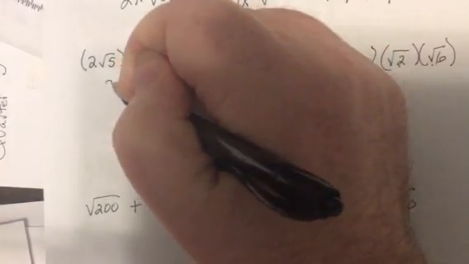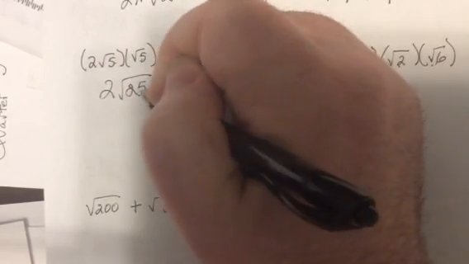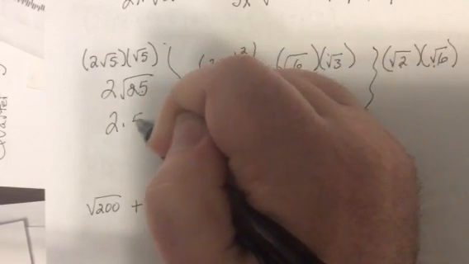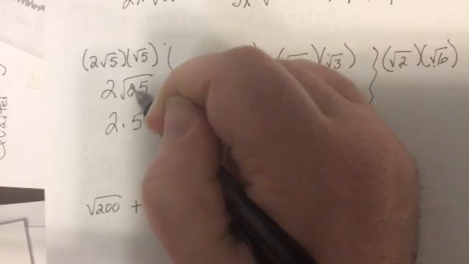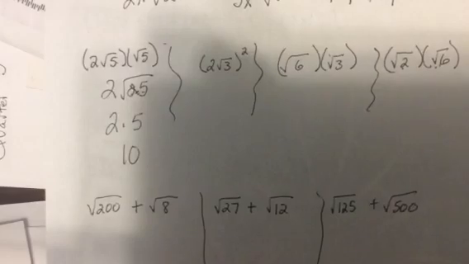Okay, so this would be 2 square root of 25. 5 times 5 is 25. So it'd be 2 times 5, because for the square root of 25, I have 2 5s multiplied together to get 25. So my answer is 10.